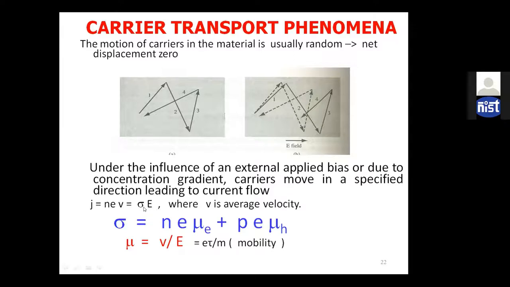The current density, which is NeV, where V is the drift velocity, is equal to sigma into E, the conductivity. And that sigma is Ne mu E plus P E mu H. Mu, this one is very important, is the mobility, which is equal to velocity divided by the applied electric field. So mu equals V by E, or it is E tau by M. This tau is the scattering time. That means when an electron is moving inside a crystal and strikes another electron, before that, the average time is the scattering time, tau.